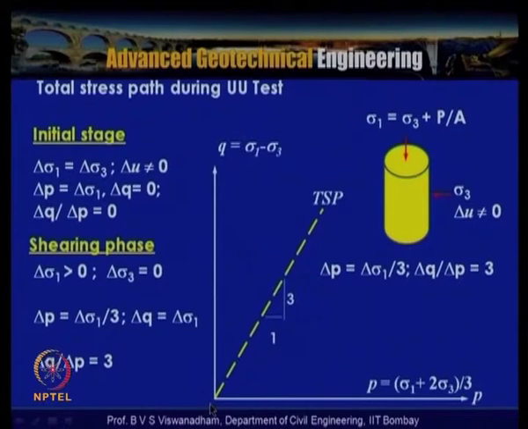At the shearing phase, delta sigma 1 is greater than 0 and delta sigma 3 is equal to 0. So delta P is equal to delta sigma 1 by 3 and delta Q is equal to delta sigma 1. With this, the inclination of this path is such that delta Q by delta P is equal to 3.